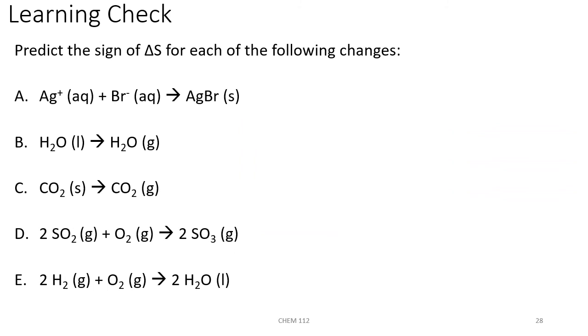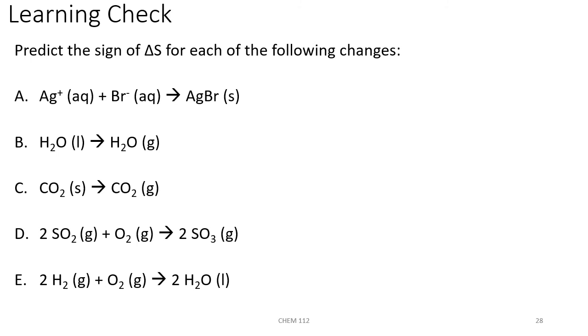We can use some of the general rules to predict the sign of delta S for each of the following changes. A positive sign for delta S indicates going from reactants to products has an increase in entropy, whereas a negative sign for delta S says that going from reactants to products would signify a decrease in entropy.